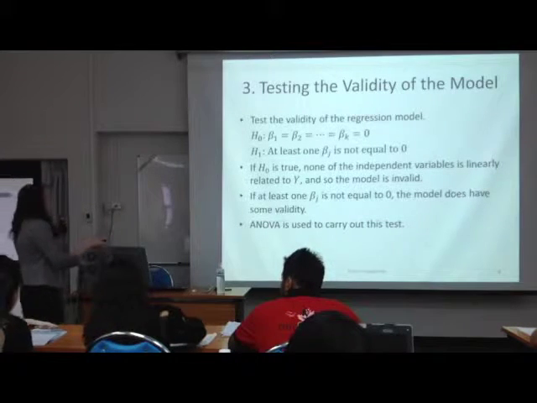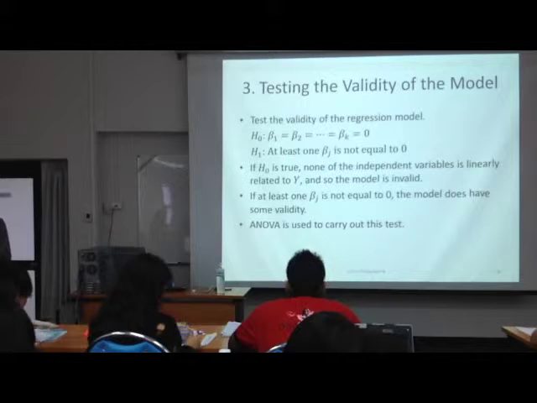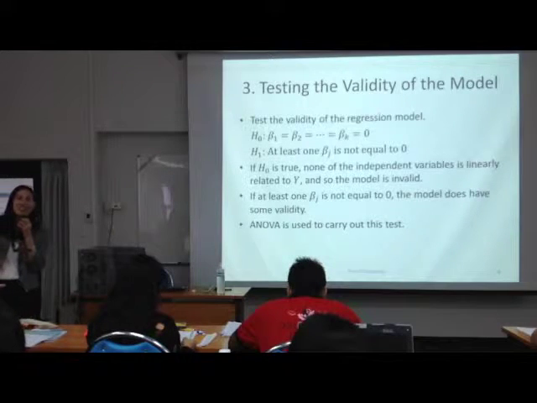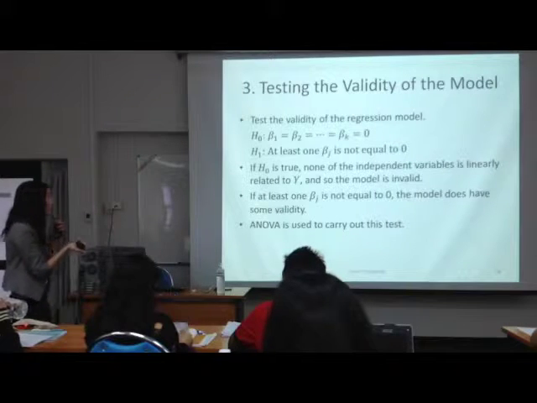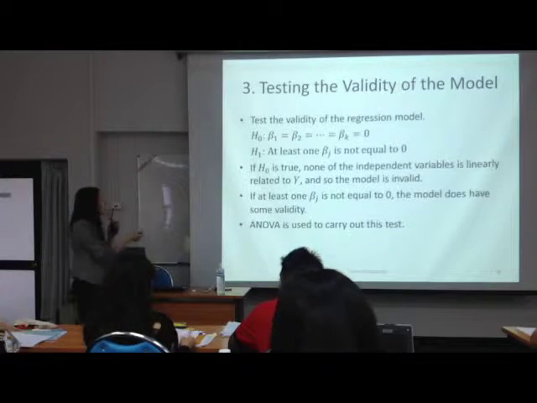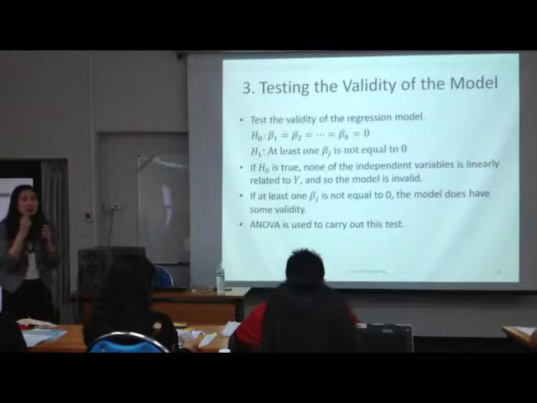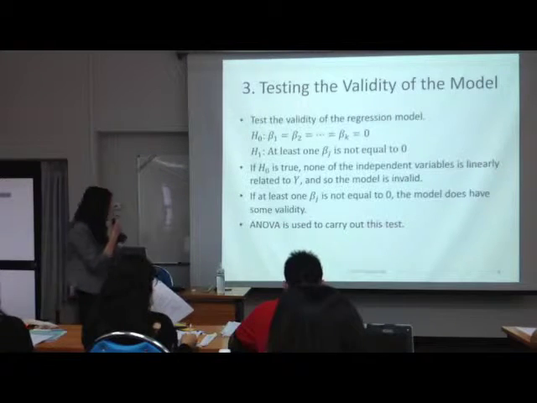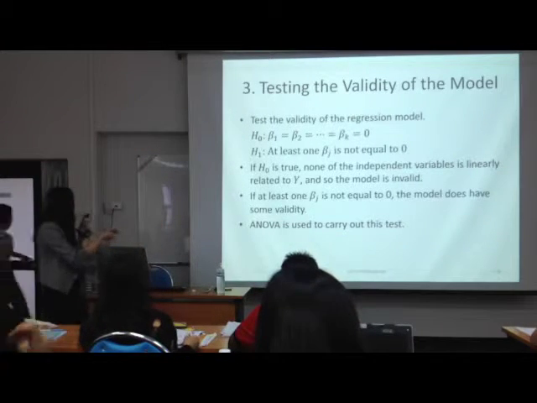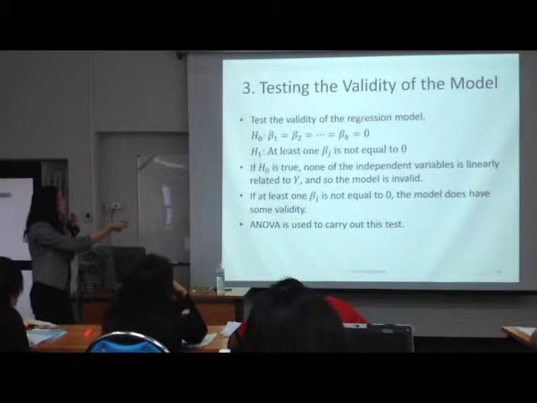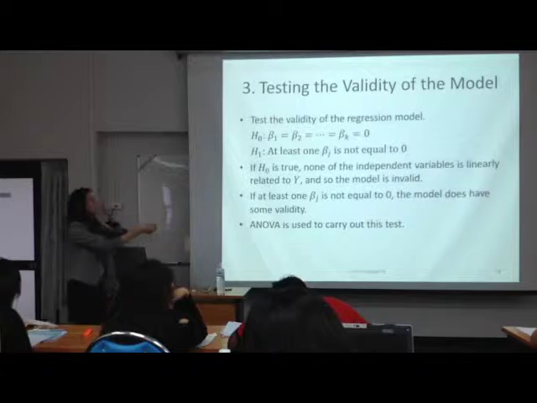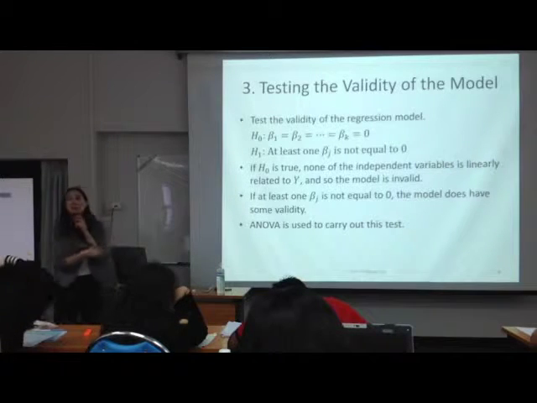And the last one, the last condition, we have 3 conditions, right? The first one is the standard error. The second one is R square and adjusted R square. And the third one is to test the validity of the model. To test the validity of the model, we have to form this null hypothesis, that all the slopes are equal to 0.